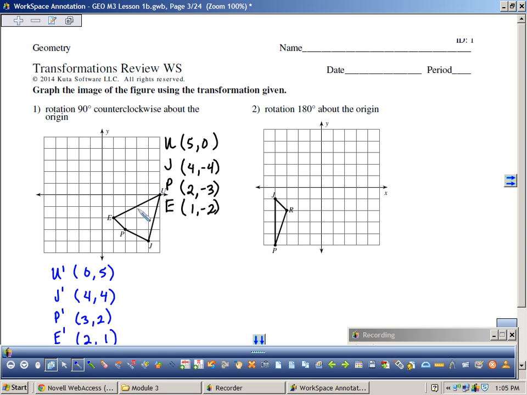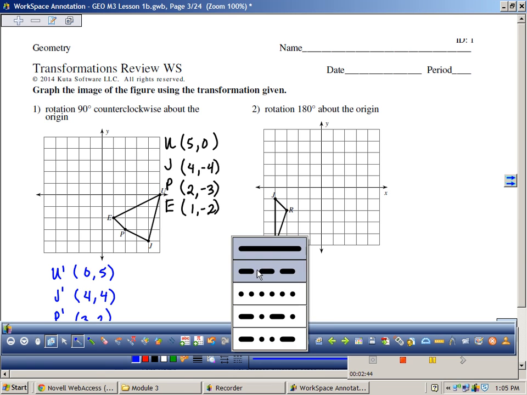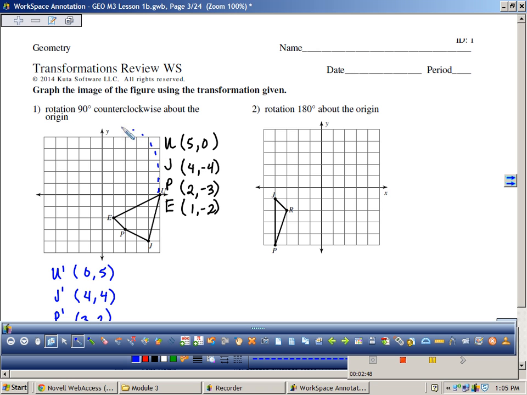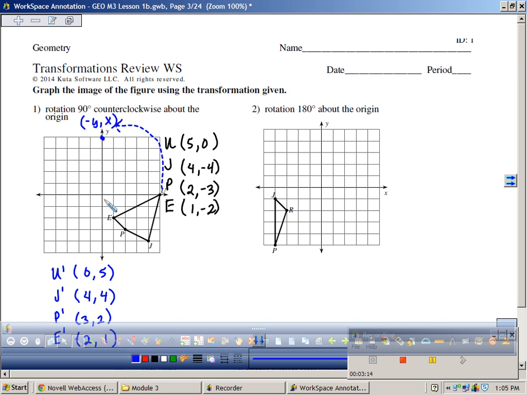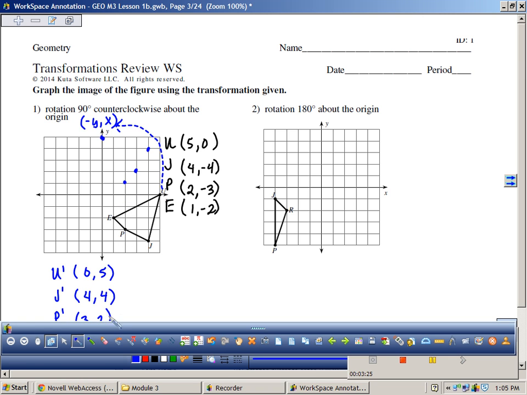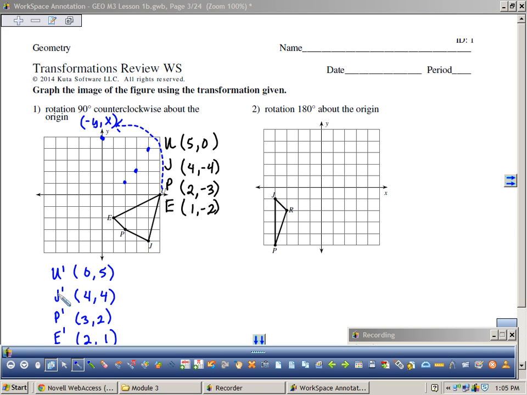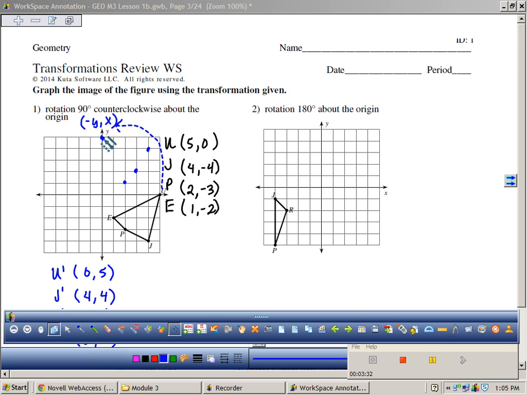I'm going to fix this. We're going to do a 90-degree turn, and this is opposite of y, comma, x. 0, 5; 2, 3; 4, 4; 2, 1. Does that make sense? Did we do that correctly?